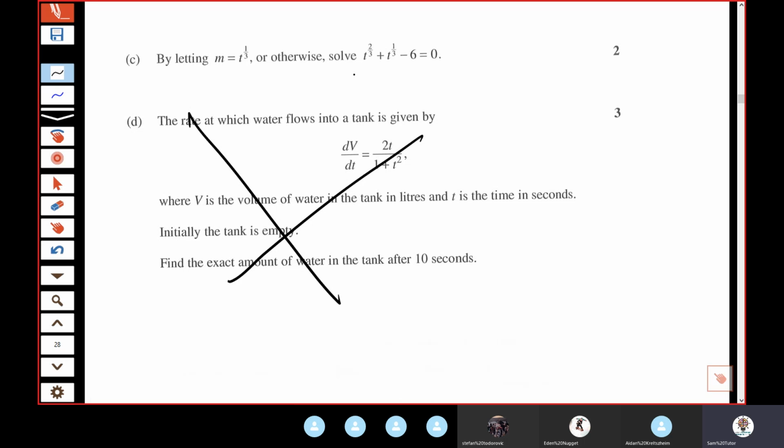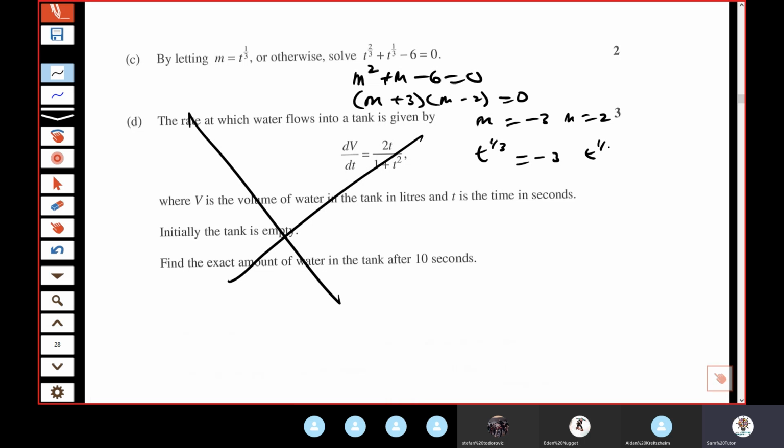Sub it in. So we should get m squared plus m minus 6 equals 0. Factorize: m plus 3, m minus 2, so m equals negative 3, m equals 2. So far so good. t equals a third, t equals a third. And then obviously how do I get rid of the third? Cube it. Cube it. And same thing with this guy. So your answer for t is negative 27 and 8.